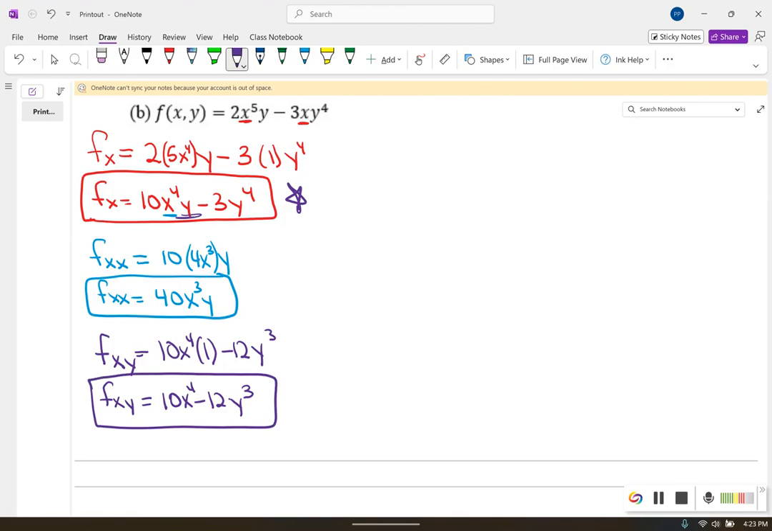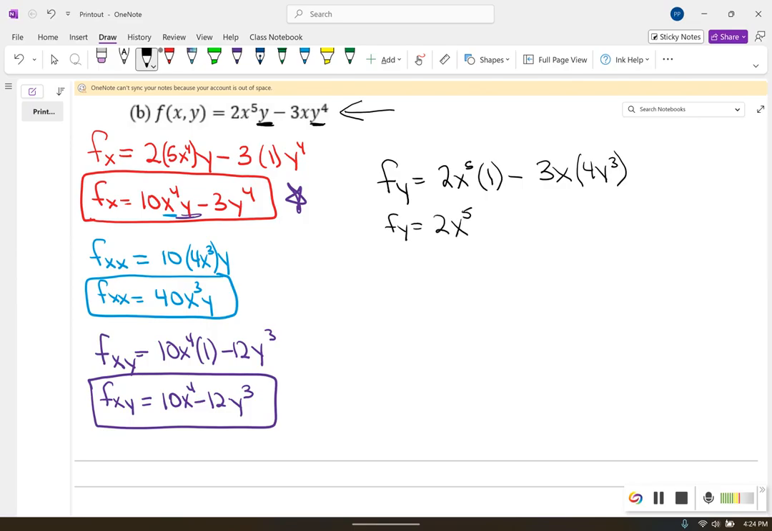Okay? So then I'm going to come over here and I'm going to find f sub y. So back to my original function right there. I'm going to take the derivative of everything with respect to y. And I'm using my second method. So I'm going to just write down everything except the y. And then I'm going to focus on the y term. Derivative of y to the 1 is just 1. Minus, with respect to y, I'll just write those two down. And the derivative of y to the fourth is 4y to the third. Then I can clean that up a little bit. 2x to the fifth minus 12xy cubed.